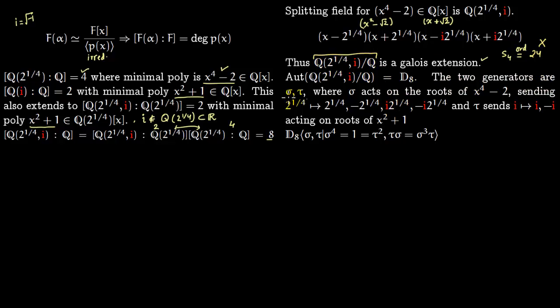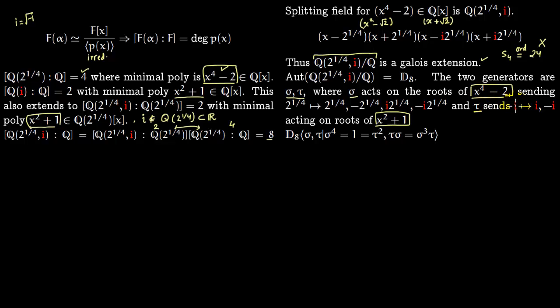The two generators are sigma and tau. Obviously these two generators correspond to two irreducible equations. Sigma acts on the roots of x^4 minus 2. It will try sending the root 2^(1/4) to 2^(1/4), minus 2^(1/4), this complex i and this minus i. So this is where it tries to send it. And tau corresponds to our equation x^2 plus 1. Notice that while computing this 8 we had two equations, x^2 plus 1 and x^4 minus 2, and that's how you got 4 times 2, 8.